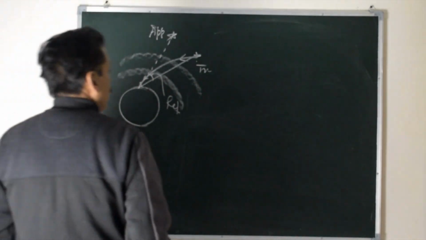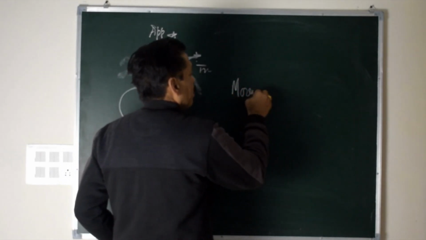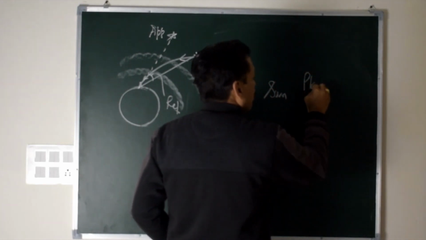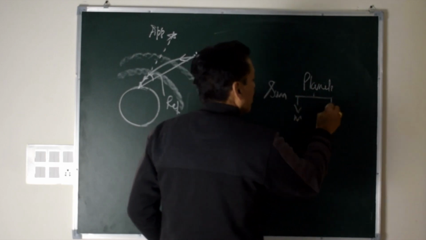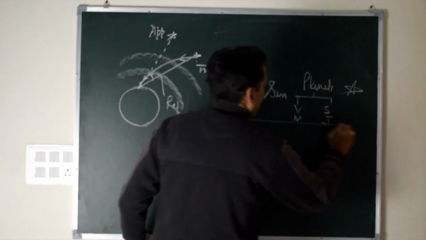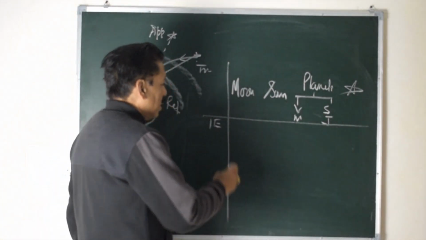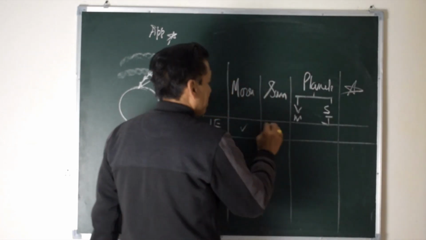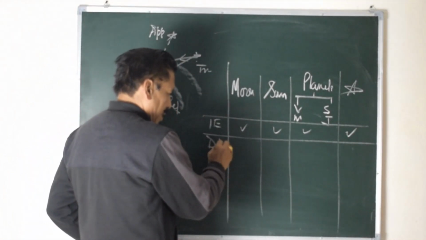Let me place the bodies according to the increasing order from the Earth. Say Moon coming first, then Sun, then you can say planets. Planets I divide in two categories: Venus, Mars, Saturn, Jupiter, and then you have stars. The first correction, index error, depends on the instrument, sextant. So naturally it is applicable for all the heavenly bodies. Dip depends on the height of eye.